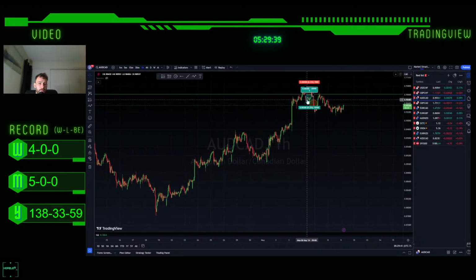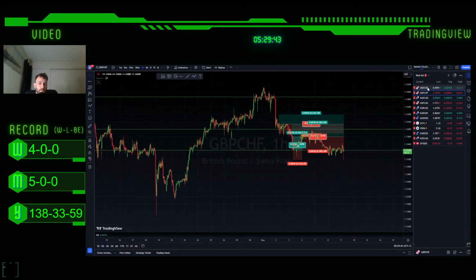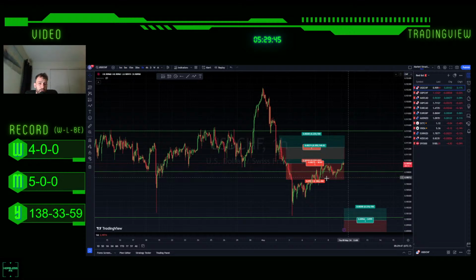AUDCAD sell from earlier this week in profit. And then GBPCHF and USDCHF. These are our sort of longer haul trades. Price moved against us. We're still in both of these positions. All right. That's sort of the quick and dirty recap. Other markets have already been analyzed, and no big potential trades have been found outside of those.